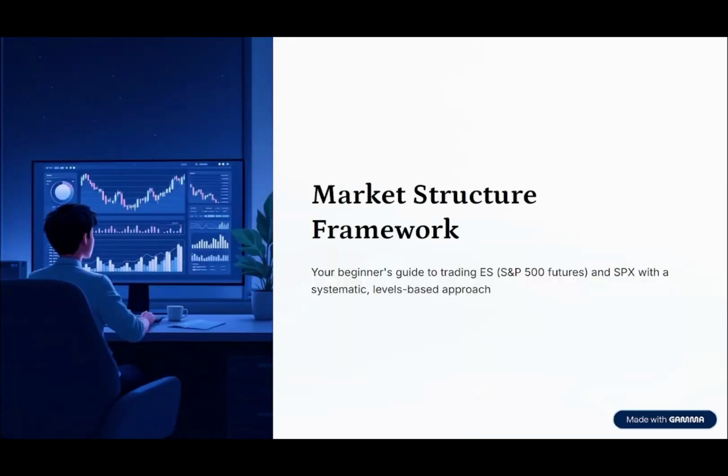Good afternoon. In today's video, we will be reviewing the market structure framework. This is a beginner's guide that is designed to help you understand how to correctly trade the ES S&P 500 futures chart that we stream daily. We use a systematic, levels-based approach to keep you on the right track throughout your trading day. Members in our room also use our ES chart to trade SPX and SPY options.